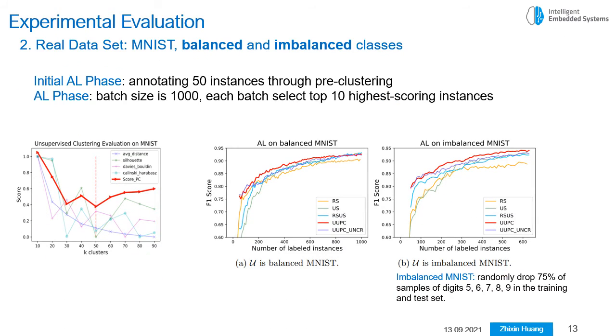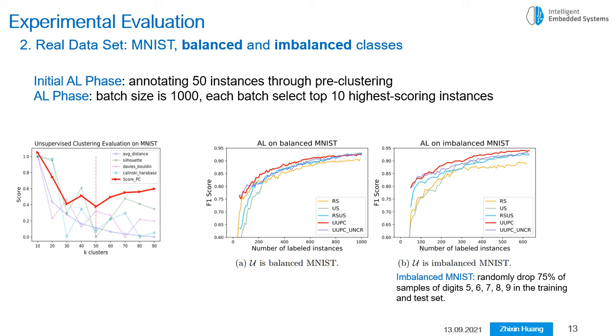The second experiment aims at evaluating our method UUPC's performance on real-world balanced and imbalanced datasets with high dimensions. The following figures illustrate the F1 score on the test set with different amounts of annotations on the training set. We label 5% of the unlabeled instances in the unlabeled set.